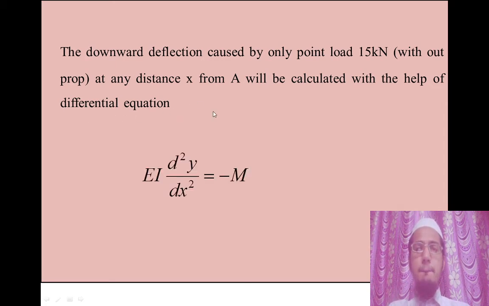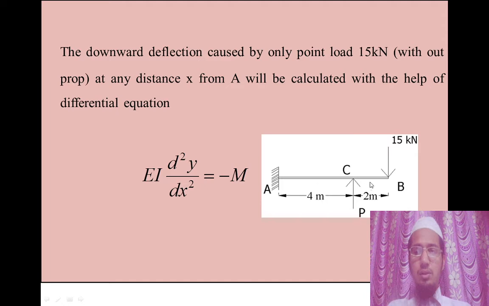We know that the differential equation for the deflection is EI d2y by dx square equals minus M. Now you can see the diagram. This section is at a distance of x from the fixed end. Now we have to find the moment at this distance x from the fixed end A, that is Mx, and we will differentiate it to get the deflection.